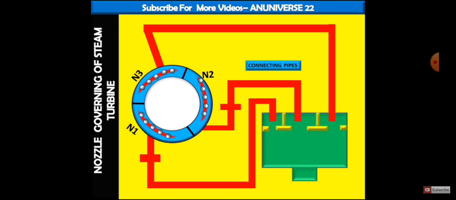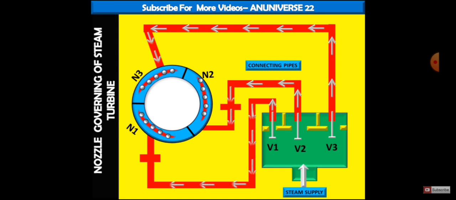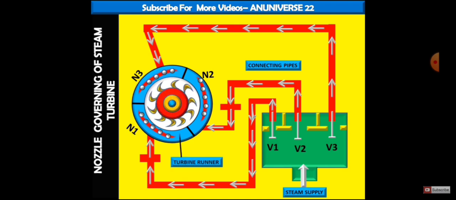So this is the arrangement for valves. These are the three valves which are separately connected with the connecting pipes of the sets of nozzles. These are V1, V2 and V3. This is the steam supply through these valves, and with the help of arrows we can see the direction of the steam supply through the three different sets of nozzles, and with the help of this steam there is a turbine runner. The speed of the runner is controlled according to the load.